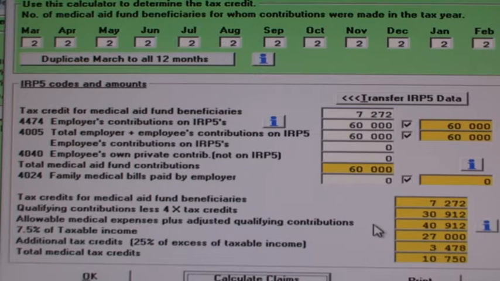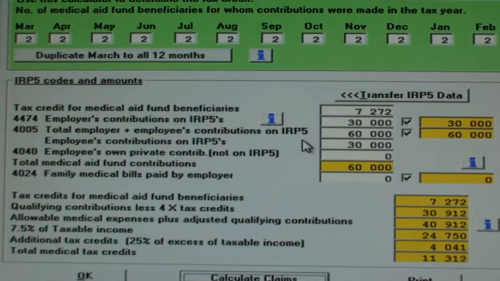Our total medical tax credits are the 7,272 medical tax credits for beneficiaries plus the 3,478 additional medical tax credits. So the total for medical tax credits is 10,750 Rand. Let's have a look at our next example where the employer and the employee each paid 30,000 Rand towards the total of 60,000 Rand contributions. You will see the amounts in the formulas are the same right up until the taxable income comes into play in the formula.